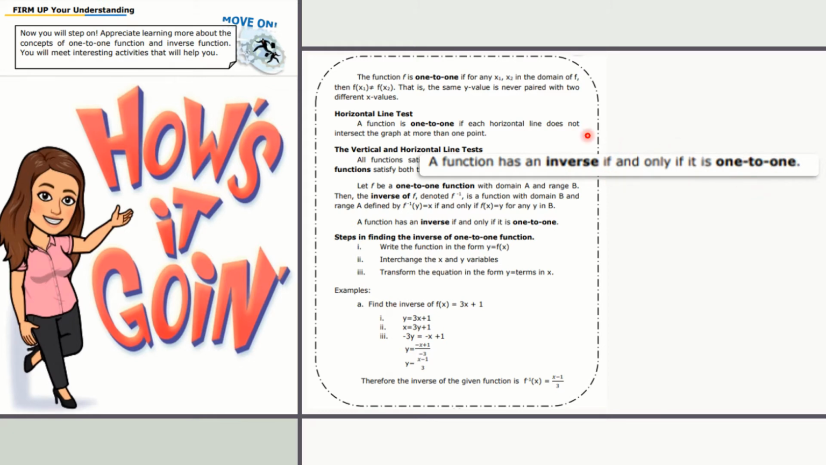Functions that are not 1-to-1 don't have inverses. So you might want to check that when you try to solve some problems. And if you cannot find an inverse, probably it is not 1-to-1.